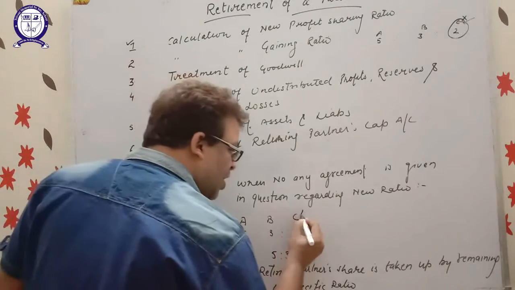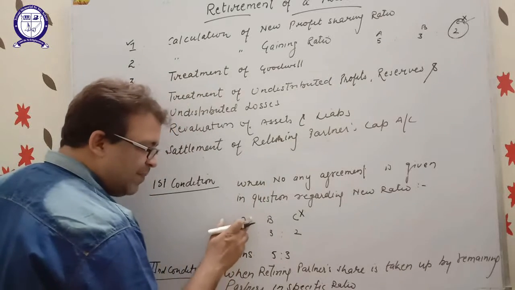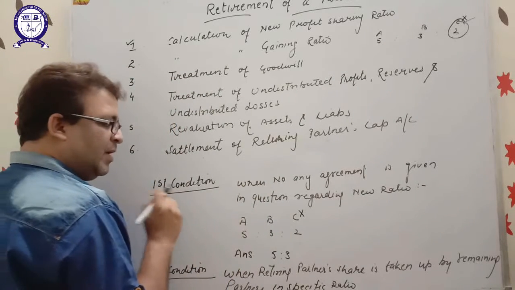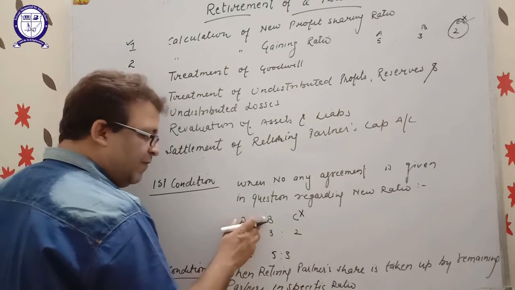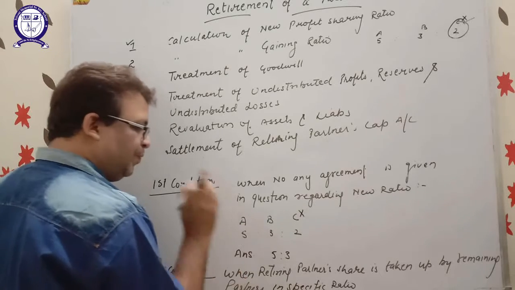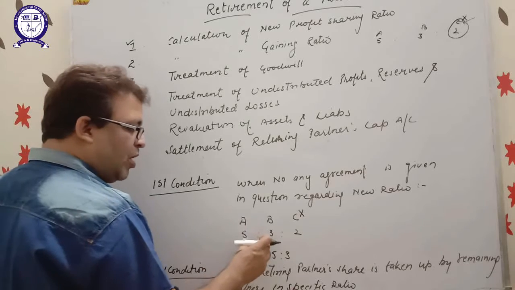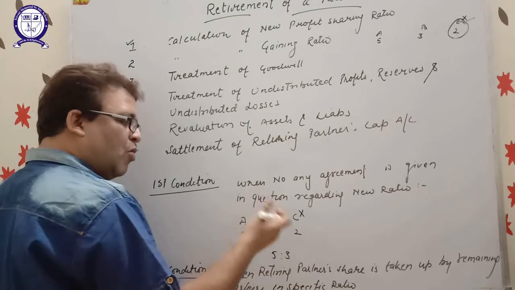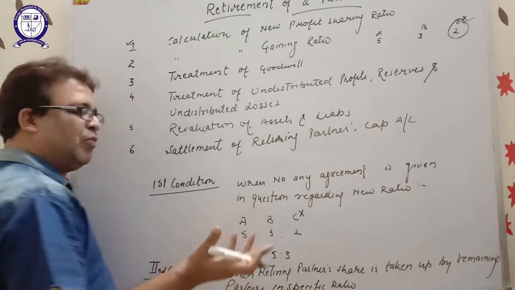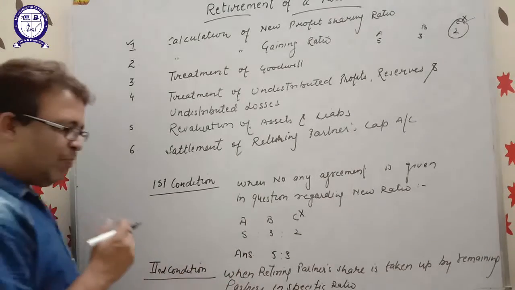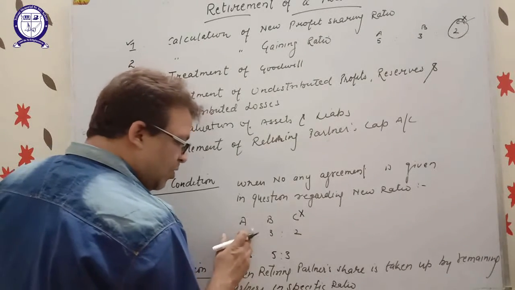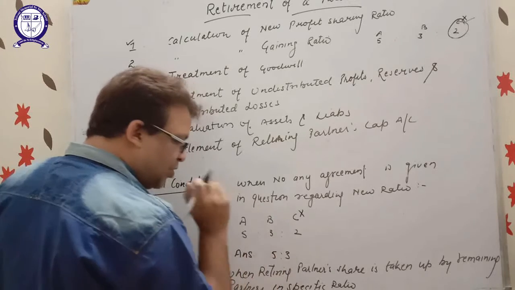So now A and B are the remaining partners. They will distribute the profit in future in their old ratio. Their ratio will be unchanged. That means the old ratio will now be the new ratio. There is no need to calculate. Very simple point: the old ratio will be treated as the new ratio.